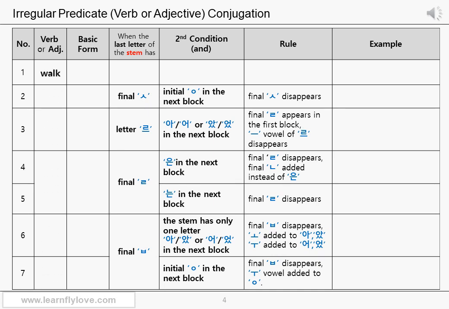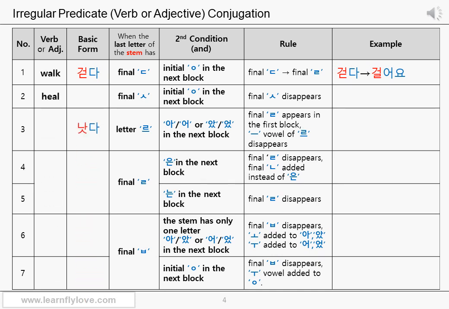The first one is a verb, walk. We've seen this several times, so you already know that. The basic form of this verb is 걷다. And the stem is 걷 with the ㄷ consonant in the final. When the last letter of the stem has final ㄷ consonant, and the following block has initial 으, the empty consonant, the final ㄷ consonant in the last letter of the stem turns into ㄹ consonant. So let's add 어요 to the stem 걷. 어요 also has the empty consonant as an initial. When 걷 combines with 어요, the final consonant of the stem turns into ㄹ consonant. So it becomes 걸어요 instead of 걷어요. You've seen this a lot, so let's move on very quickly.